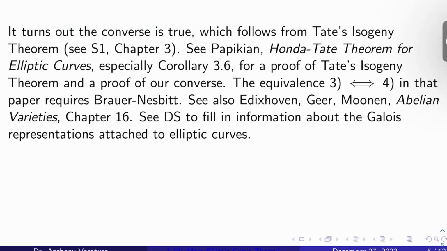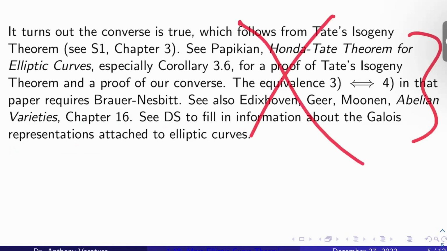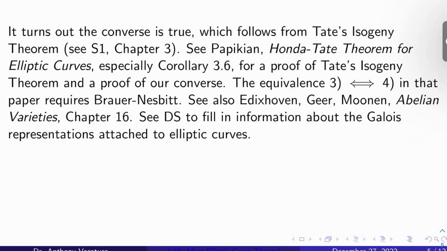By the way, if you go read this Honda-Tate theorem reference, the equivalence 3 if and only if 4 in that paper requires Brauer and Nesbitt, right? I would also recommend looking up Edixhoven, van der Geer, Moonen, Abelian Varieties and looking at chapter 16 to see more details about this kind of thing. And then you can see Diamond and Shurman to fill in basic missing information about Galois representations attached to elliptic curves if you need that information while doing these studies. But again, I'm not going to say too much more about this because we don't actually need this converse.